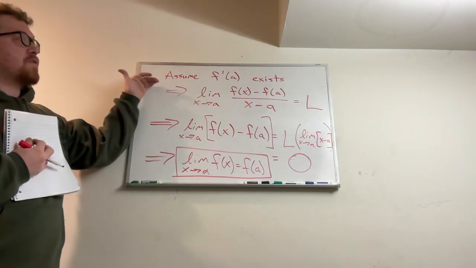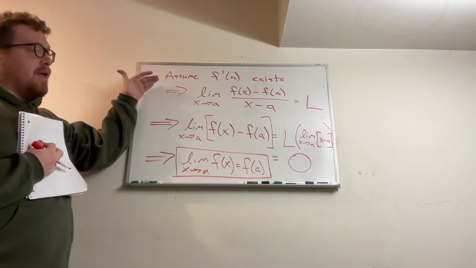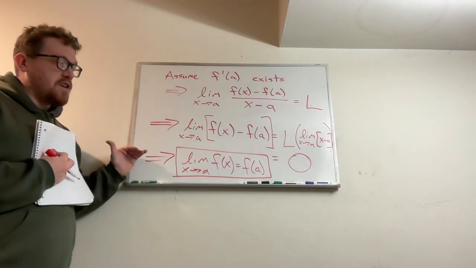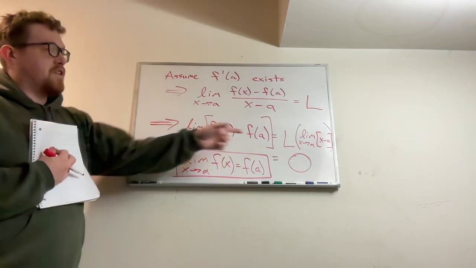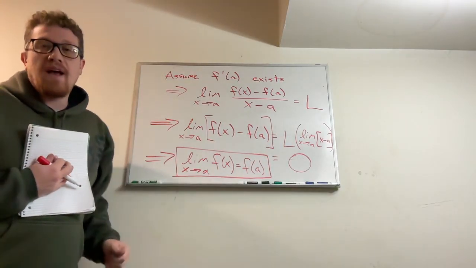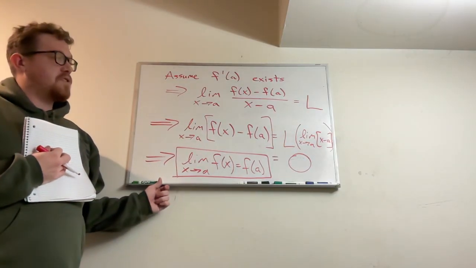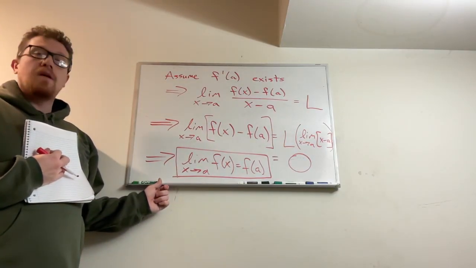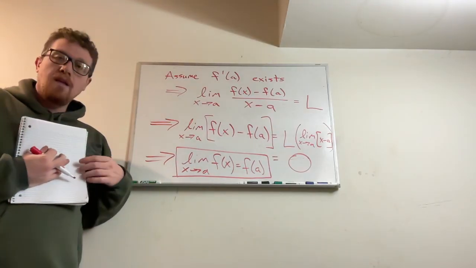If the derivative at a exists and it's equal to L, then necessarily the function is automatically continuous at that point. And it doesn't matter what the derivative is. You can see no matter what L is, it always gets multiplied by 0, and this whole thing is always just 0 on the right-hand side, which means that this limit always holds.